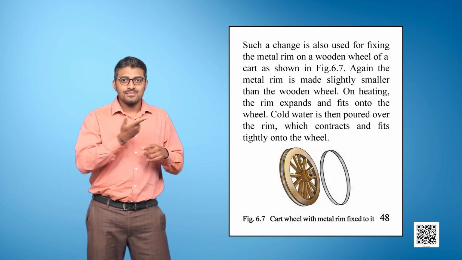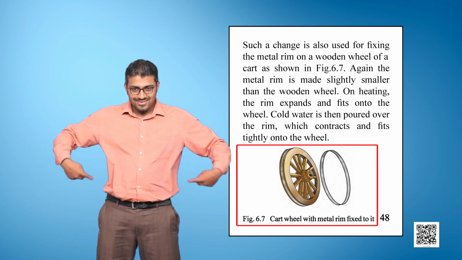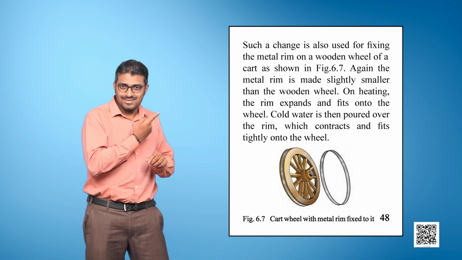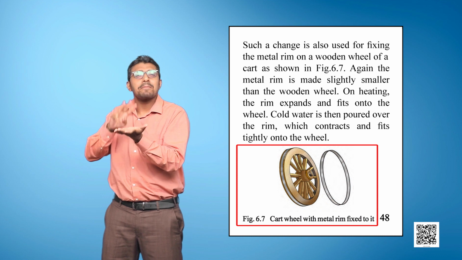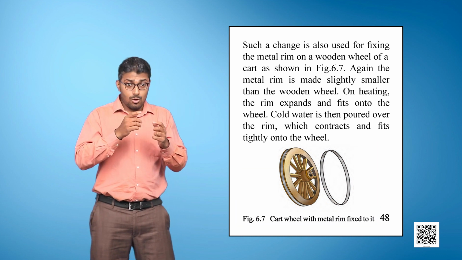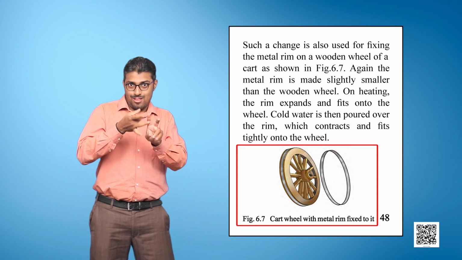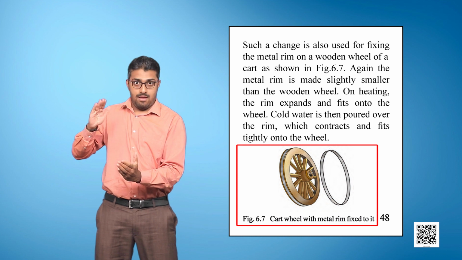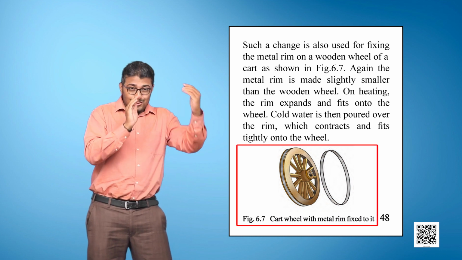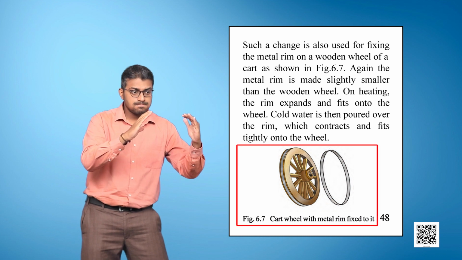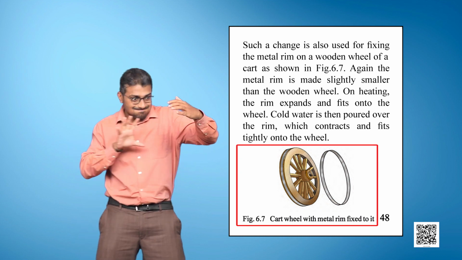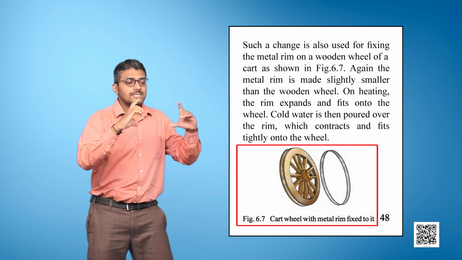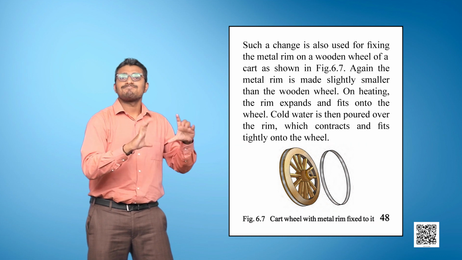Such a change is also used for fixing the metal rim on a wooden wheel of a cart as shown in figure 6.7. Again, the metal rim is made slightly smaller than the wooden wheel. On heating, the rim expands and fits onto the wheel. Cold water is then poured over the rim, which contracts and fits tightly onto the wheel.